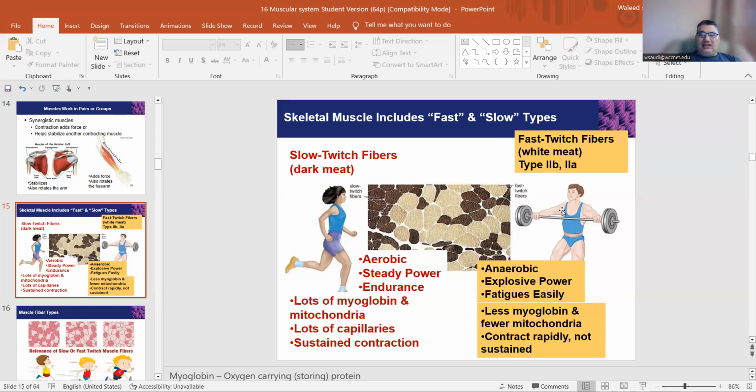If you see people lifting weights like this, once they lift it, they wait like a second and then they have to drop it. They can't stay like this because the fast muscles that they are using in this case are fast to contract, but fast to fatigue. There is not as much endurance. You cannot sustain it. And obviously it's white because it has less myoglobin and less mitochondria.